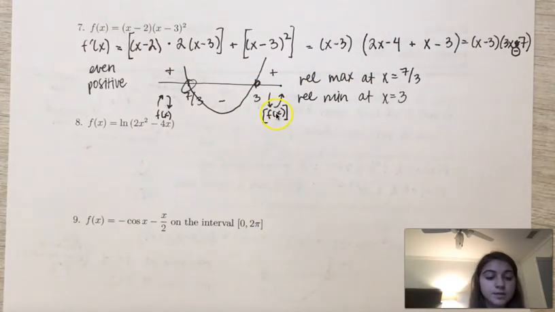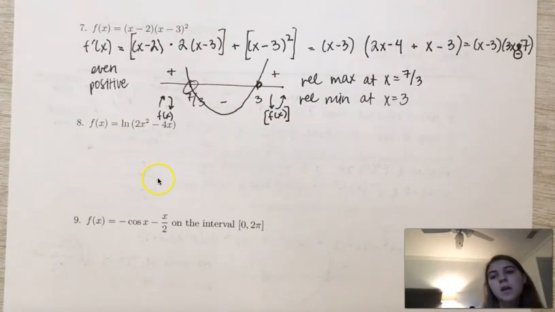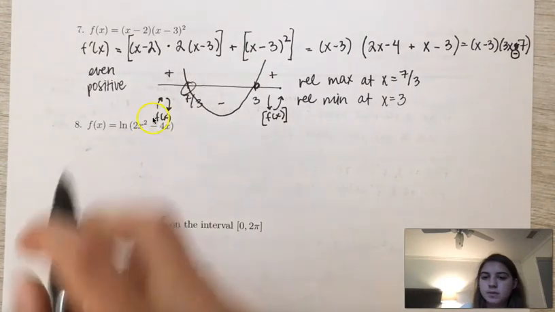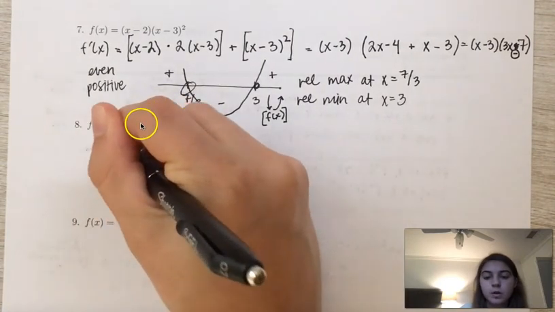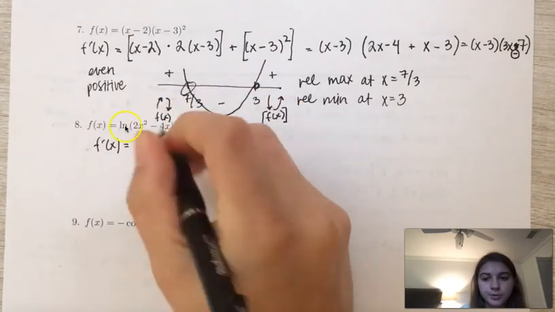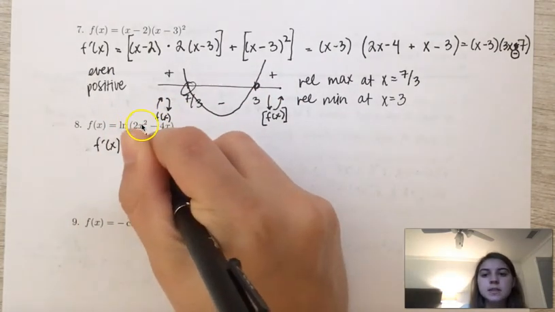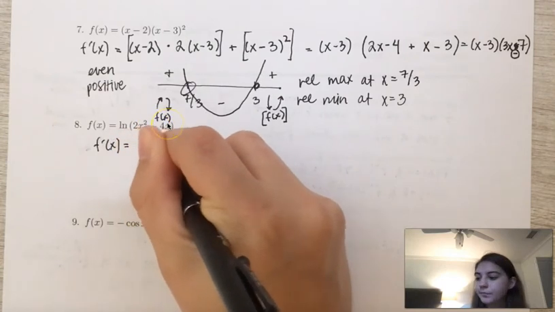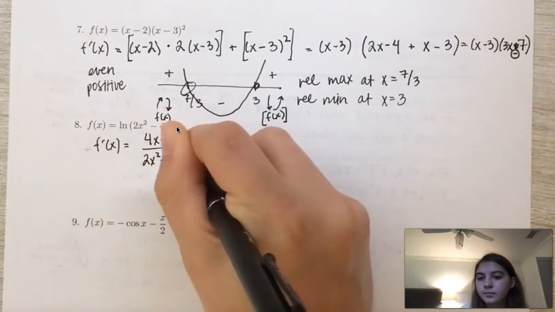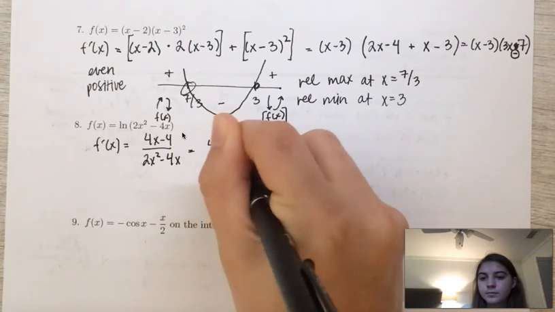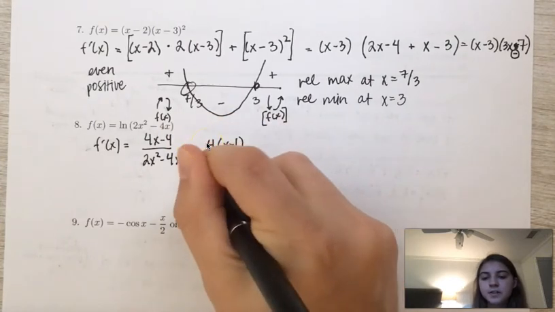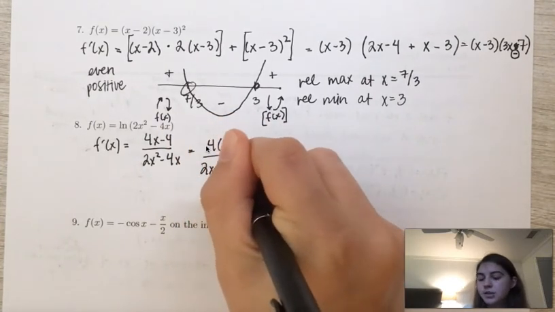Those are over the graphs of f, if that was unclear. Number 8, you have an ln rule. So remember, it's this whole thing on the bottom. So it's like 1 over that times, we have chain rule, the derivative of this inside stuff, which would be 4x minus 4.